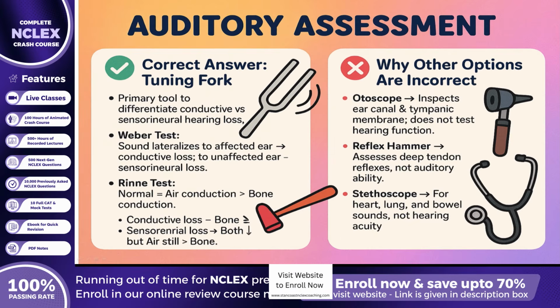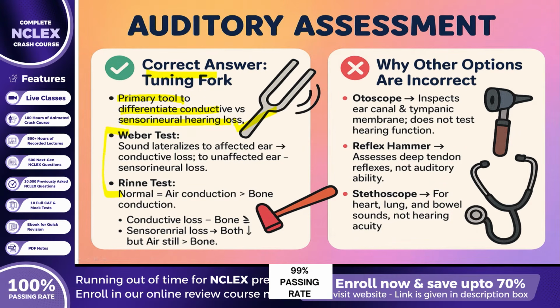When we think about why this is correct, remember that the tuning fork is the primary bedside instrument used to distinguish between conductive and sensorineural hearing loss. Two simple but powerful tests are involved. First, the Weber test. The tuning fork is struck and placed on the midline of the skull, often the forehead. If sound is louder in the affected ear, it suggests conductive hearing loss, while louder in the unaffected ear points to sensorineural loss. Second, the Rinne test.